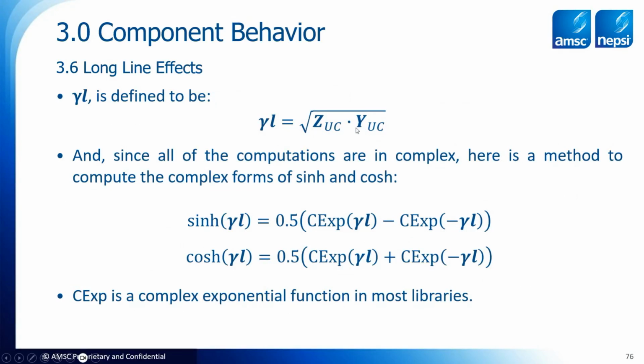These are vectors. And since all the computations are in complex, here's a method to compute the complex forms of hyperbolic sine and cosine. And that's this expression here. So that's just been provided for your availability. CEXP is a complex exponential function that's in most, and I believe I need to qualify this, Fortran libraries, which is an old language.